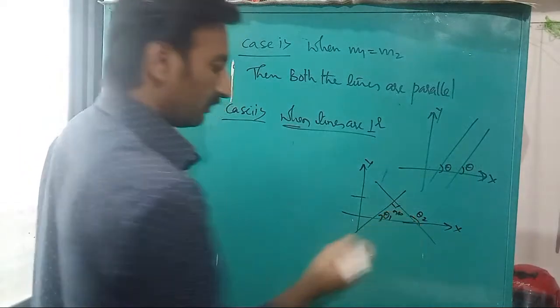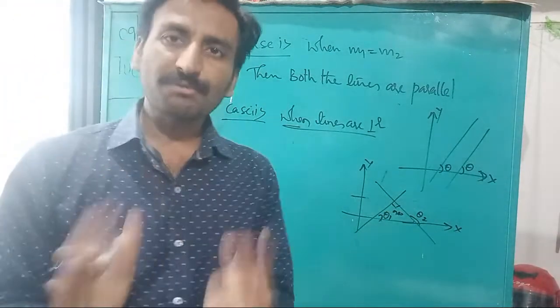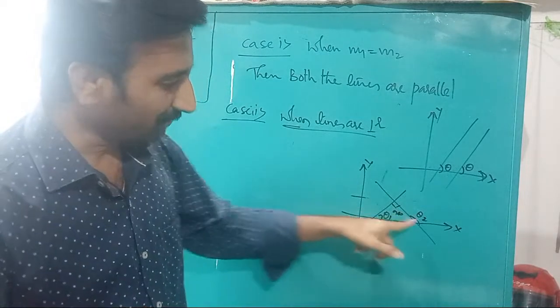Now look at this. You know this property of geometry: the sum of these two angles must be equal to theta 2.